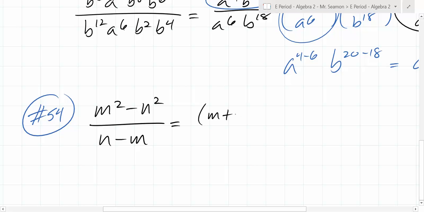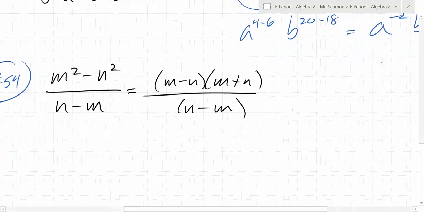Say times. So m minus n times m plus n. That's right. And what are you left with down here? N minus m. Is that really close to being able to cancel?